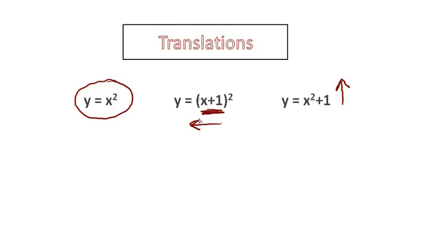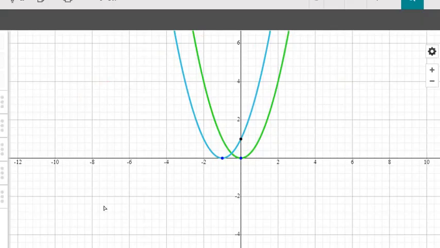X plus 1 all squared. We expected that this will shift the function to the left by 1 unit. The blue one is the new function. Look at this point. This is 0 and 0 here, and this point for the new function is -1 and 0. So the value of x is decreased by 1. It means that the function is shifted to the left by 1.